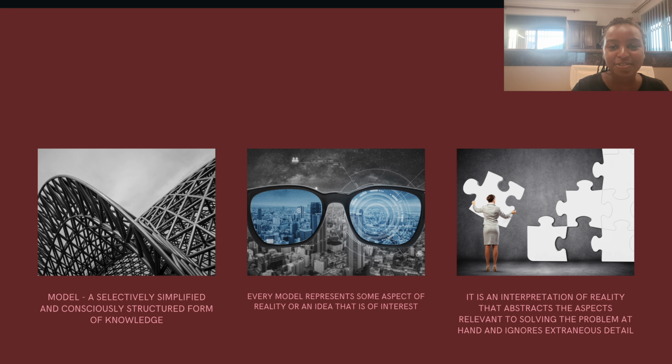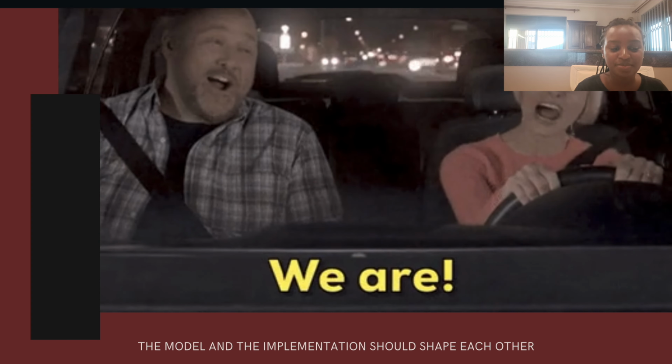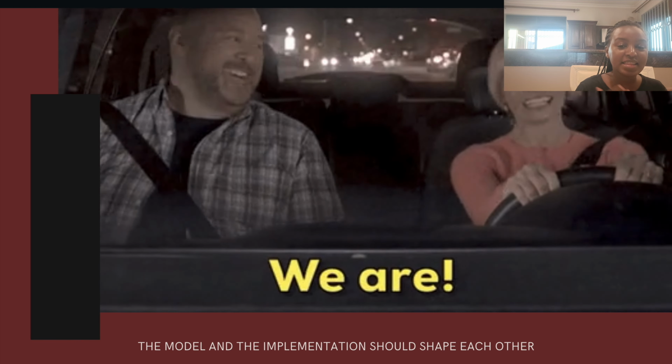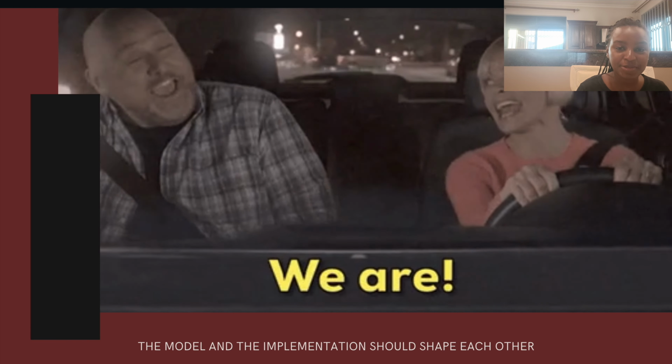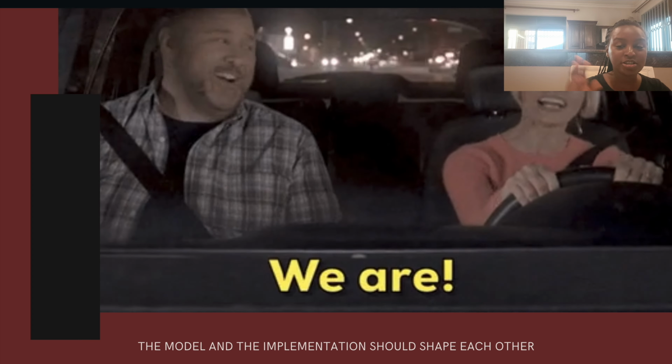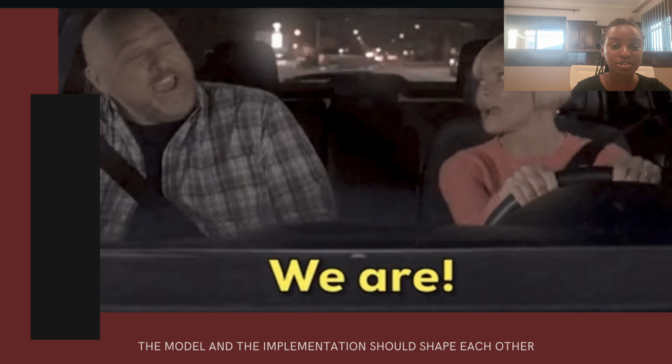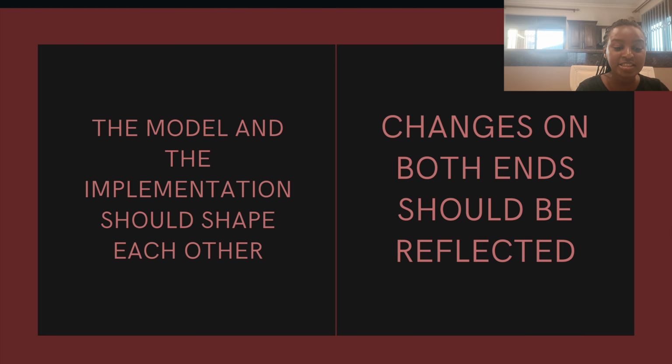Ask yourself, is it relevant to the user? Is it relevant to the business? Is it relevant to you? Ask yourself all these questions, and if you feel those don't fit, remove them because they shouldn't be there in the first place. The model and the implementation should shape into each other. So this is the model and the implementation in the code. Any changes to the language you use in the model, any changes to the things we've added to the model that weren't there or removed should be reflected in the code. They should always shape into each other at all times. Changes on both ends should be reflected.